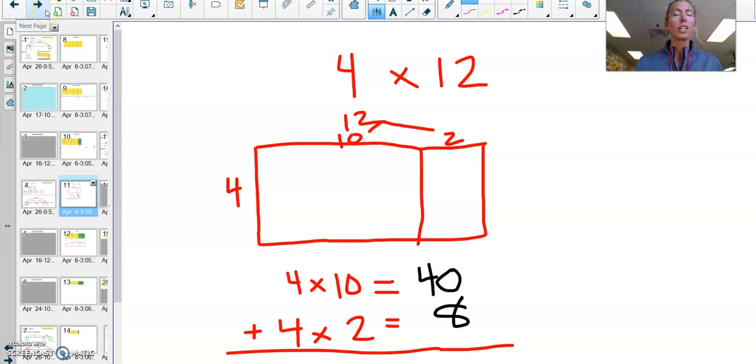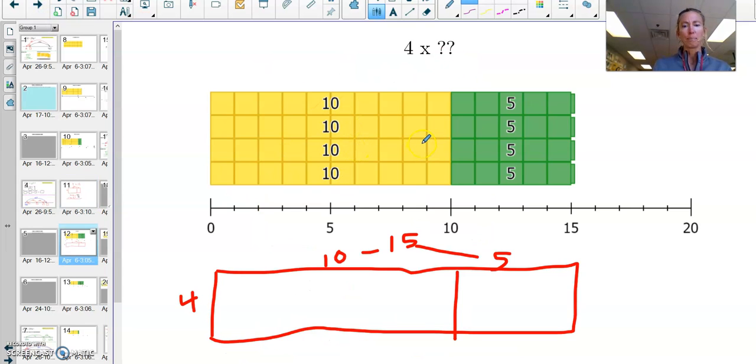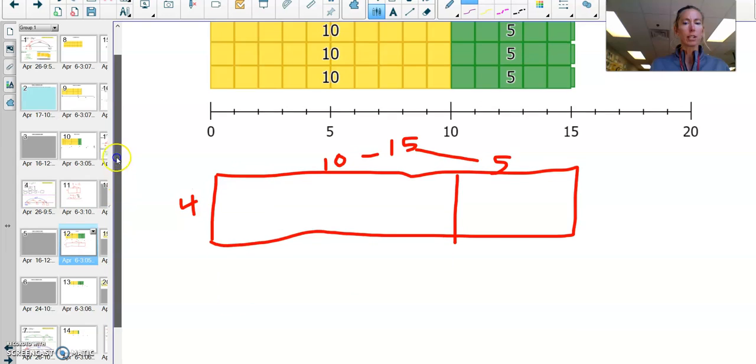So you just do these types of problems over and over again, as Greg Tang would say. That's how we get better. Practice. So I give them another one, and I draw that area model to see what's on the inside. And we list out our parts, our partial products.